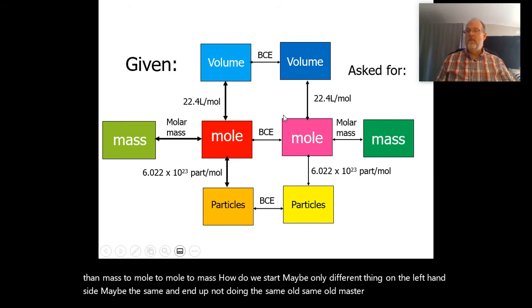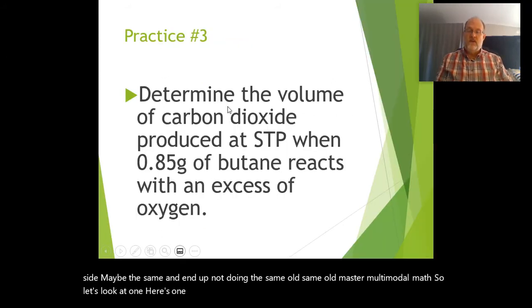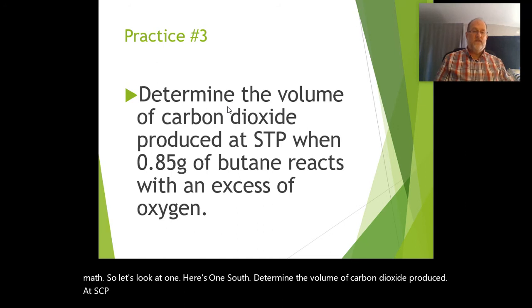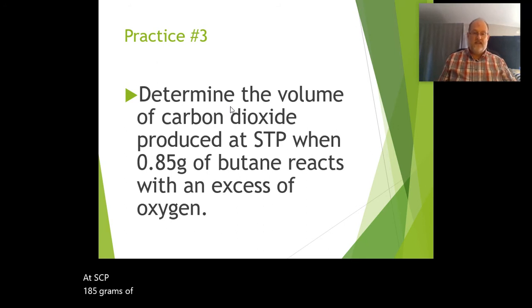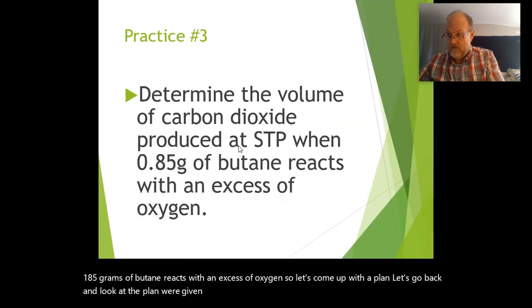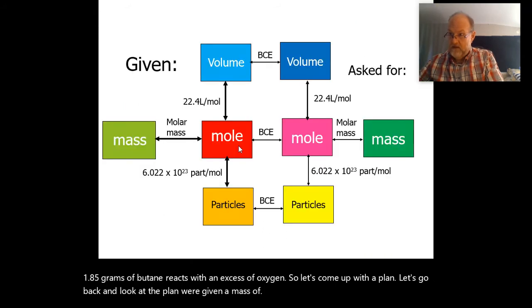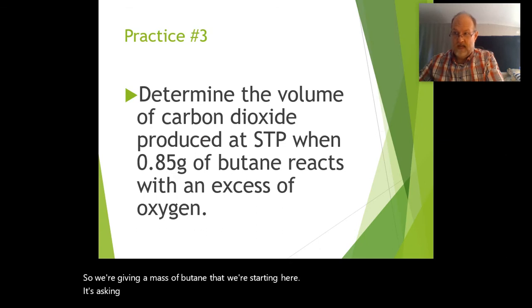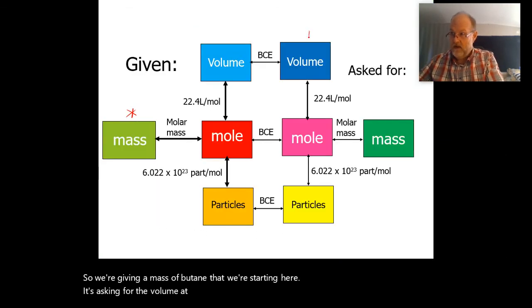So let's look at one. Determine the volume of carbon dioxide produced at STP when 0.85 grams of butane reacts with an excess of oxygen. So let's come up with a plan. We're given a mass of butane, so we're starting here. It's asking for the volume at STP, so we're ending up here.